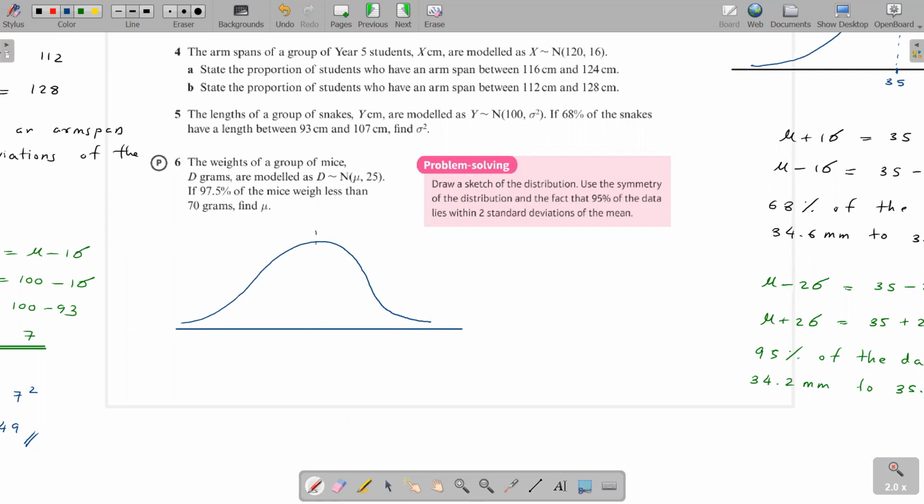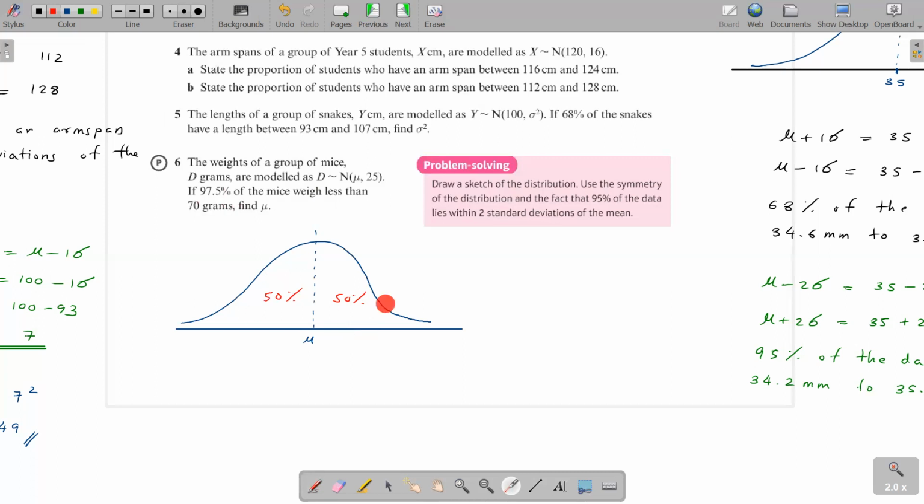Okay, so this is the mean. The mean is unknown. And they are saying 97.5% of the mice weigh less than 70 grams. By now, you know that on either side of the mean, you have 50% of data, right? So if they say that 97.5% of the mice are going to weigh less than 70 grams, are you going to mark that 70 grams?